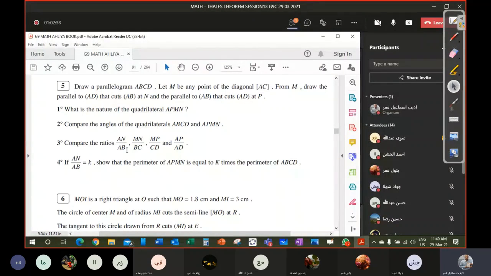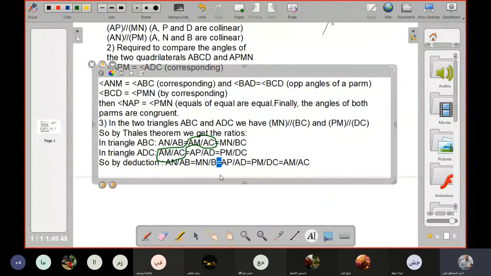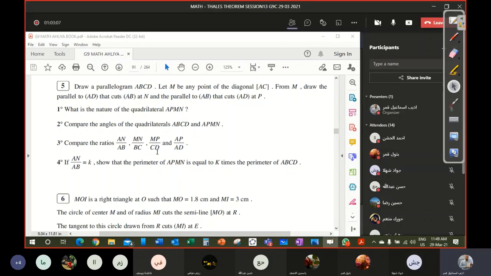So show that the ratios AN over AB equal MN over BC equal MP over DC equal AP over AD, and all these ratios are found to be here. Sorry, here we have MN over BC. Okay, AN over AB equal MN over BC equal AP over AD equal PM over DC equal AM over AC. Aren't all these ratios here? Yes, all are equal.